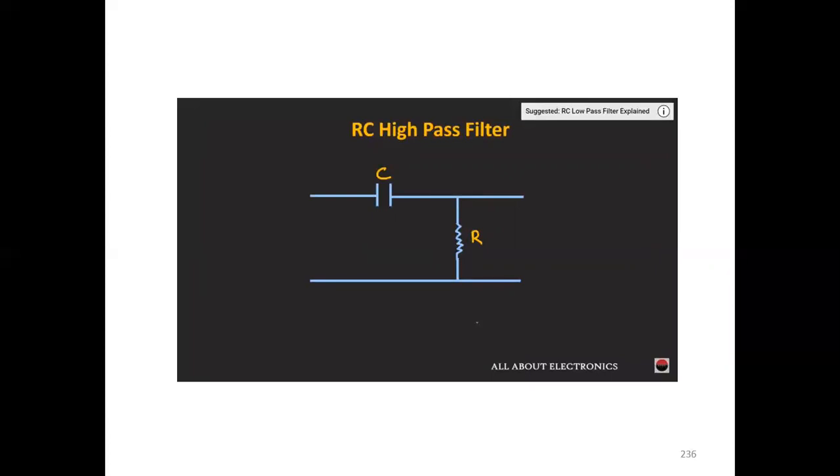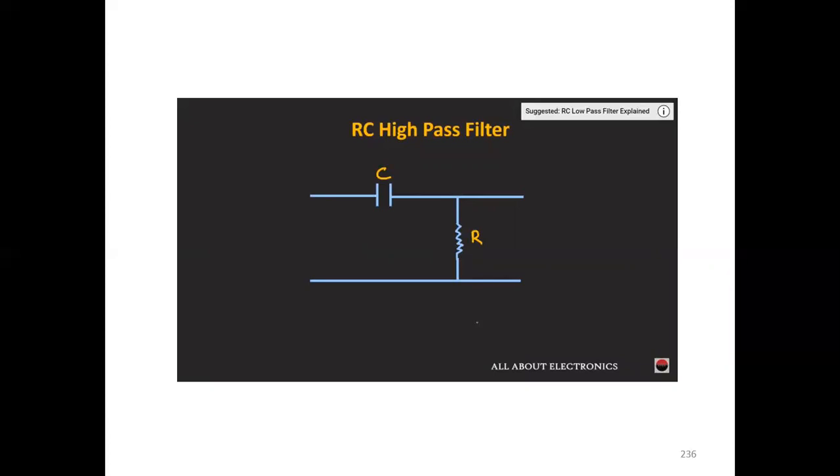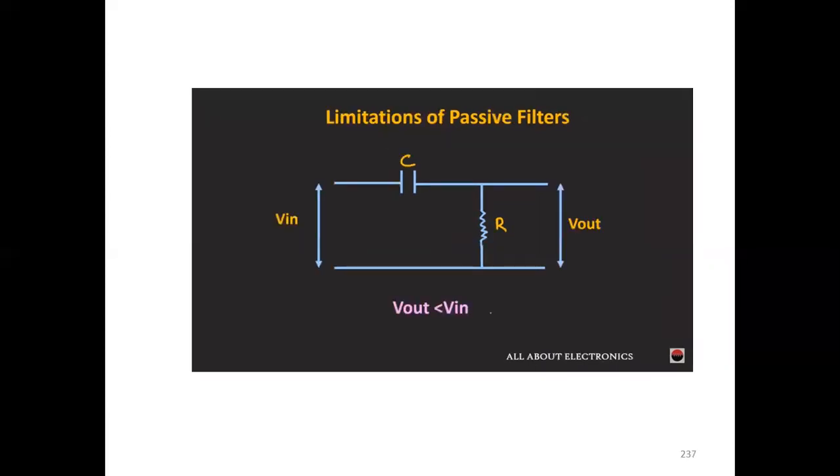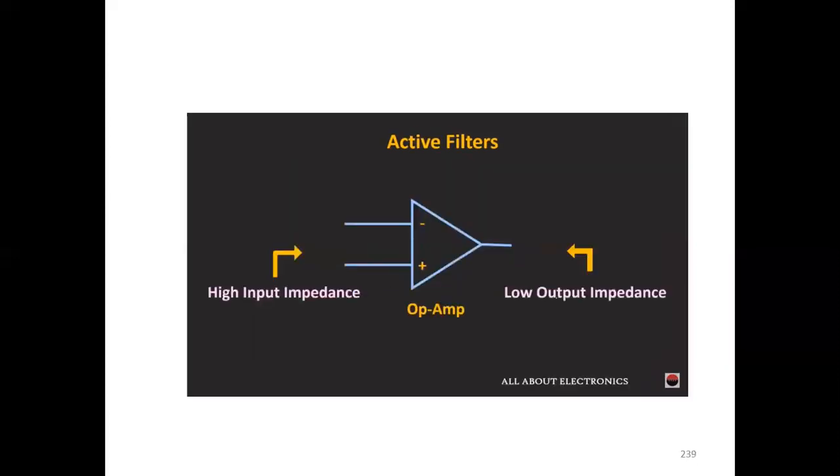This is a high pass filter. In the low pass filter, the capacitor is connected in parallel. In the high pass filter, the capacitor is connected in series. Active filters have different conditions of high input impedance and low input impedance. Why do we use active filters? Because they produce high input impedance and low output impedance.